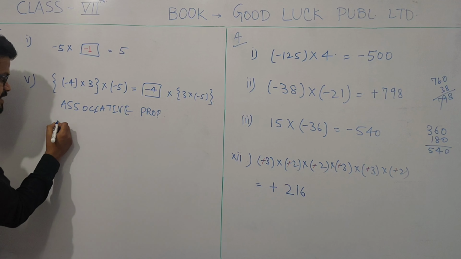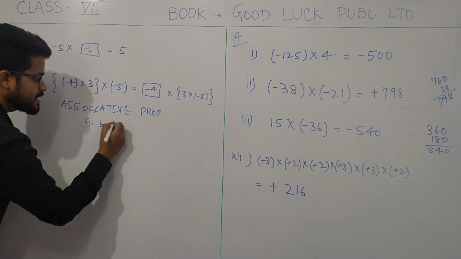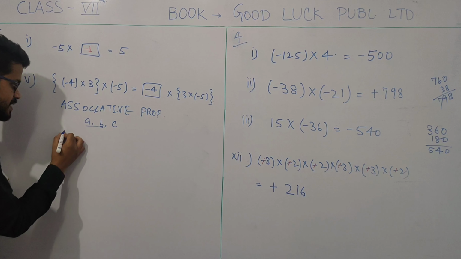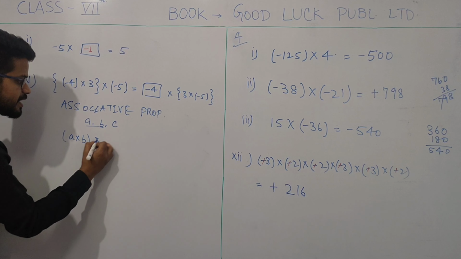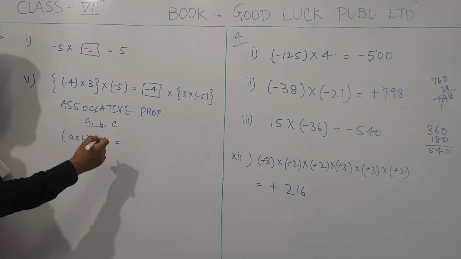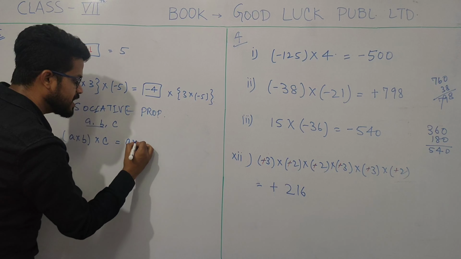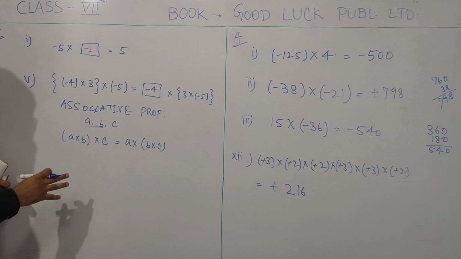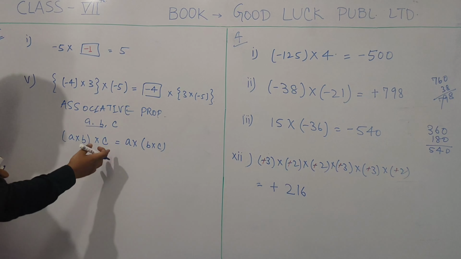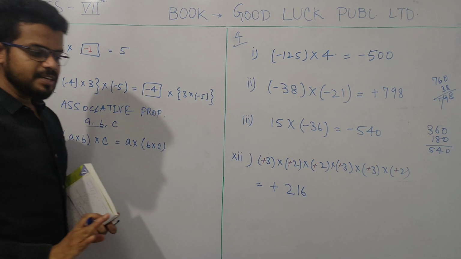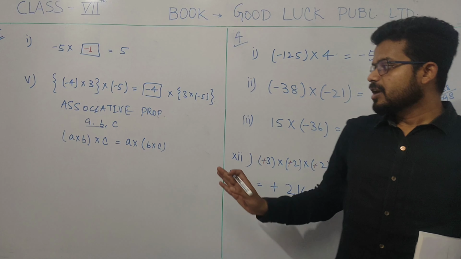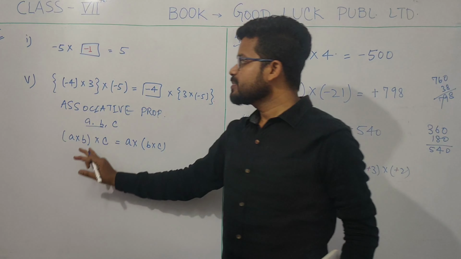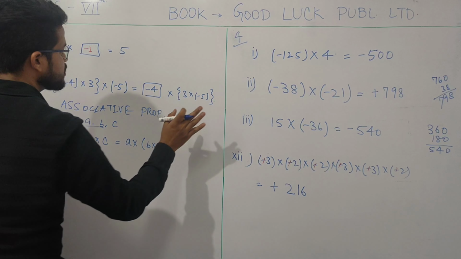Or if we take an example, there are A, B, C, three integers. Now if we take a group of these, A into B into C is equal to, according to the associative property, if the group is changed, B into C, the result does not change. This is the associative property. In multiplication, it does not matter what group I make. Simply multiply the numbers, the result is always the same.